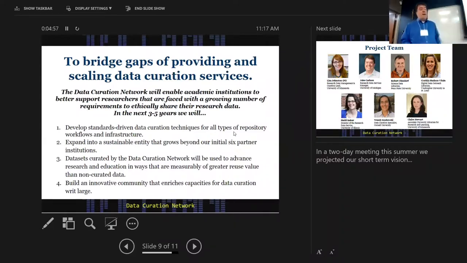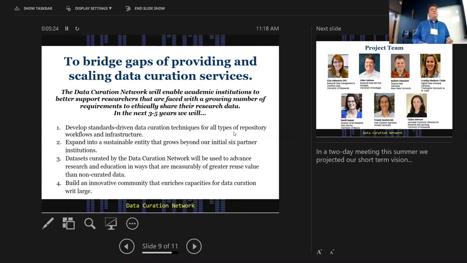And we have four desired outcomes for the particular project. We really want to develop standards-driven data curation techniques for all types of repository workflows and infrastructure. One of the things that we did was to curate a data set collectively. So we chose one data set and had curators at six different institutions look at it and say, how would we curate this? And we each came up with a different process and a different way to curate it. And that's not bad, it's just different.